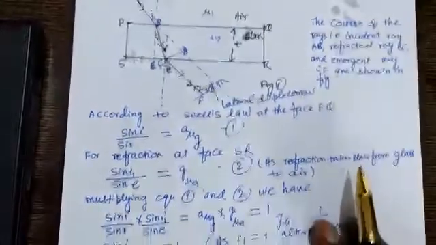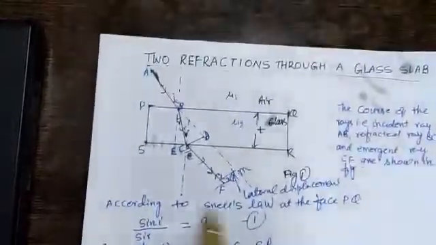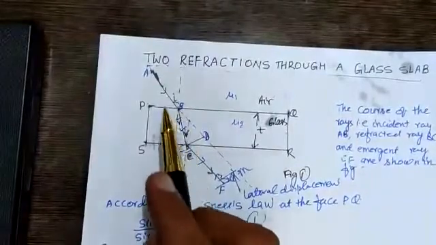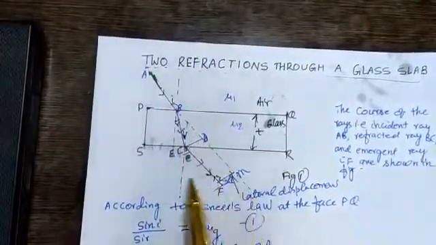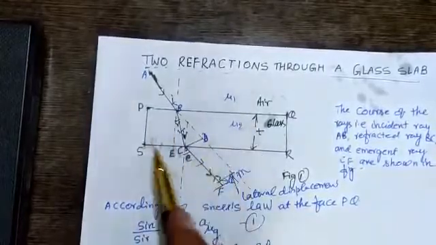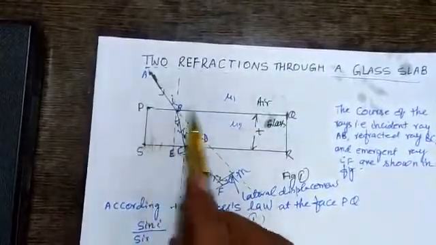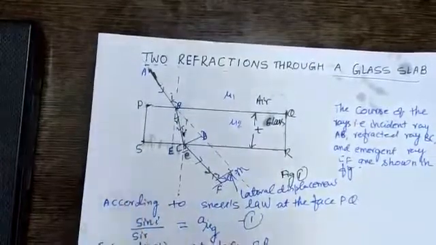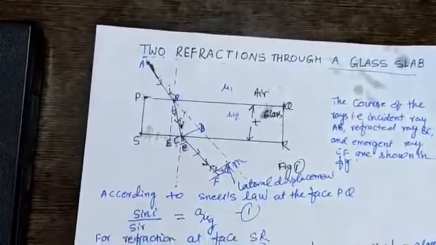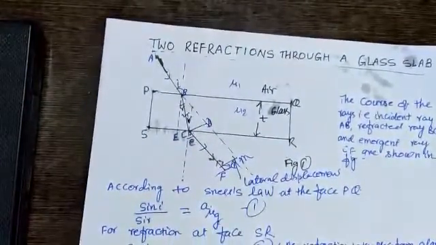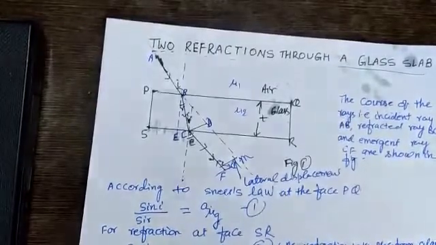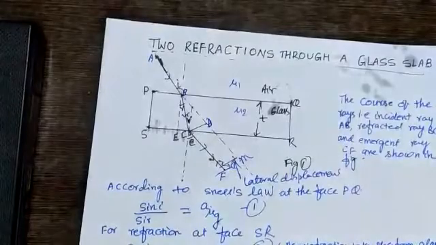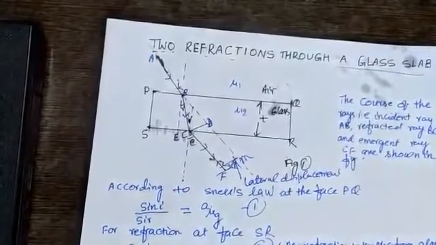So this is what we observe here, that there are two refractions, first from air to glass, then from glass to air. So two refractions take place in the case of a glass slab. We concluded that in this case the incident ray and the emergent ray are parallel. So thank you very much, and we will discuss the next topic later on.